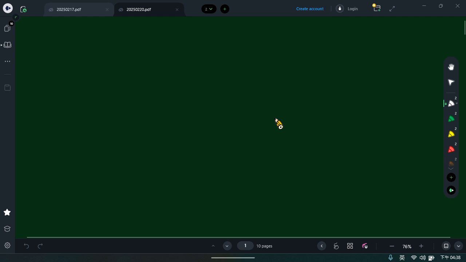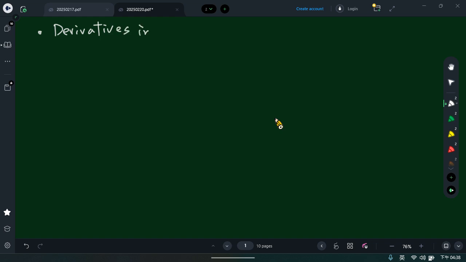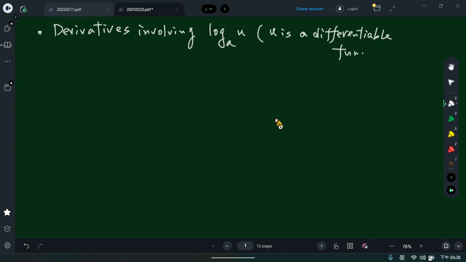We want to talk about the derivative involving log with a as the base, of u. As usual, u is a differentiable function of x.